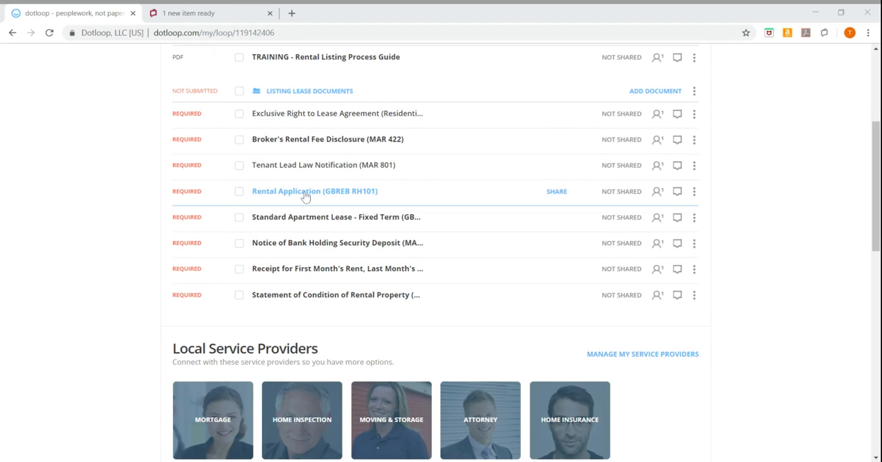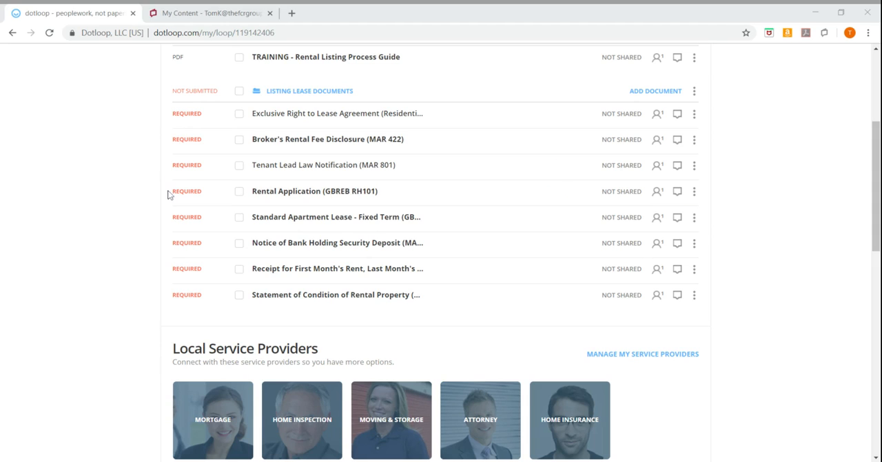So the first form you'll see here is a standard rental application. Typically, a tenant will come with a rental application in hand, or their agent will provide them with one. But if they don't, you can provide this rental application to them. If you use one form, in this case the Greater Boston Real Estate Board form, it makes it a little bit easier to review because the information is standard from tenant to tenant. So you're going to provide them with this information.